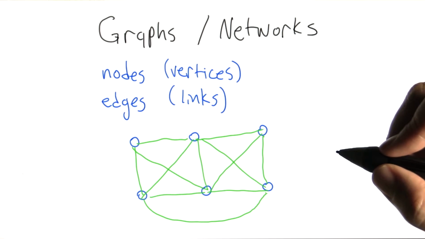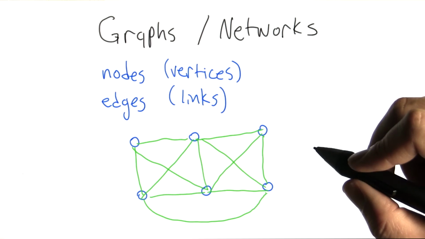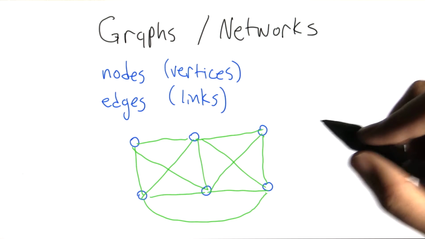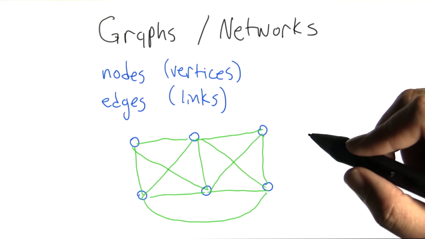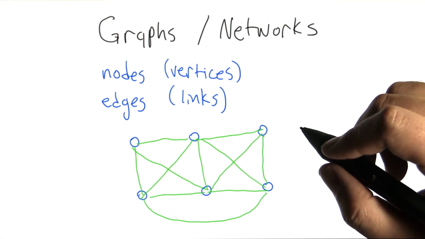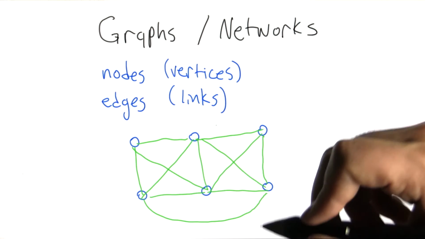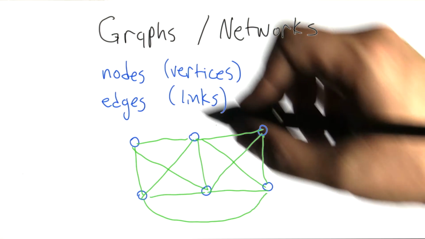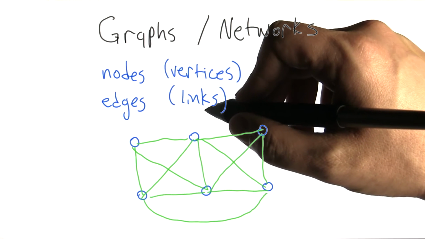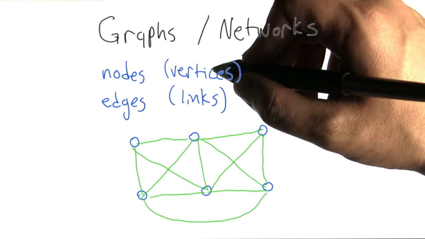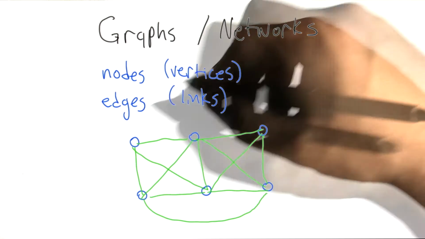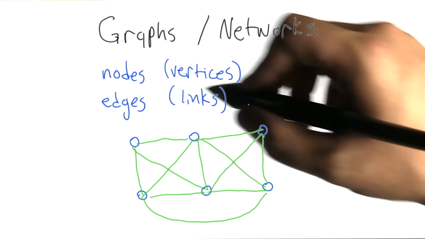So just to remind you from last time, the structure that we're talking about mostly in this course are graphs, also sometimes called networks, which is a discrete structure consisting of a set of nodes, sometimes called vertices, and edges, sometimes called links. And interestingly, usually the people who call the nodes nodes call the edges links, and the people who call the nodes vertices call the edges edges, because these both come from geometry.